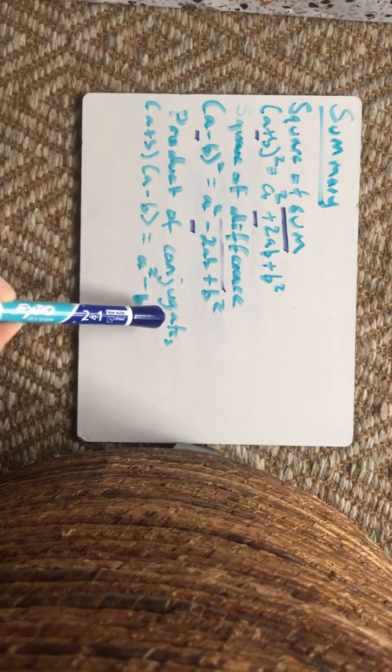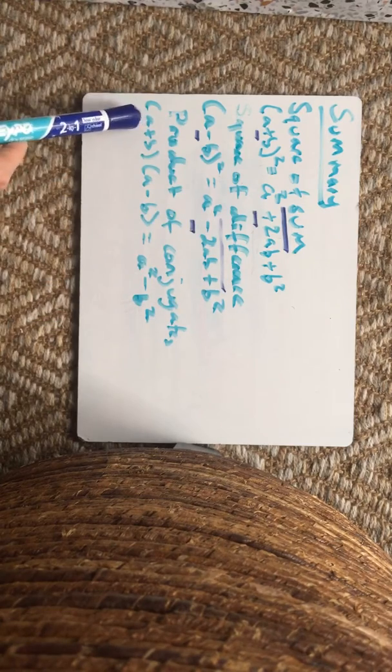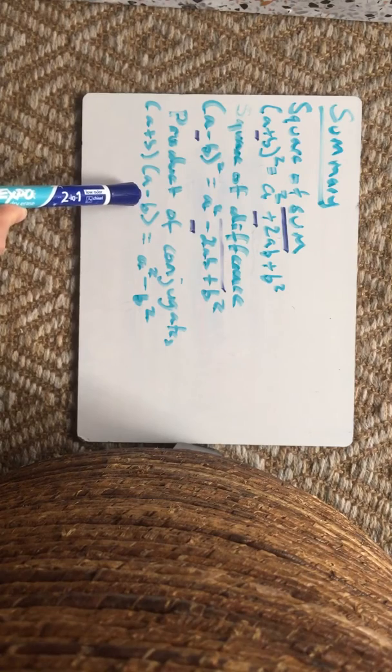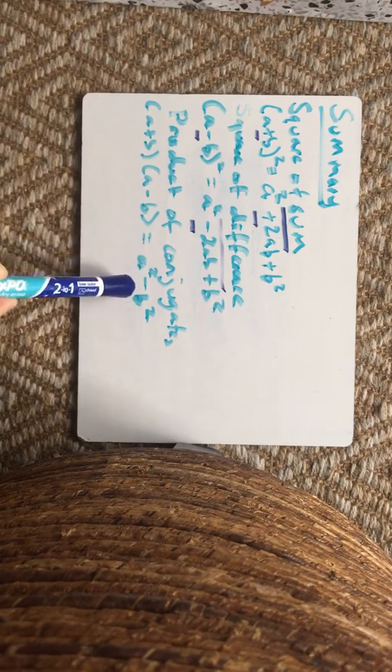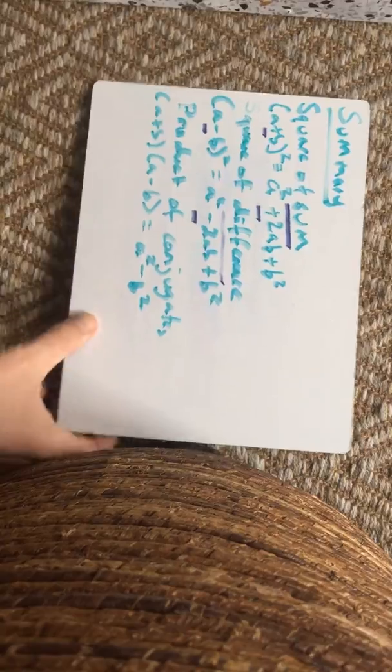Finally, if I have the product of conjugates, that's when I have the same first number, the same second number, but the first is being added and the second is being subtracted. Then all I have to do is take the first numbers and square them, minus the second number squared, and that will be my answer. It's that simple. So let me show you how we can use this to solve and simplify certain types of problems and actually make them easier.